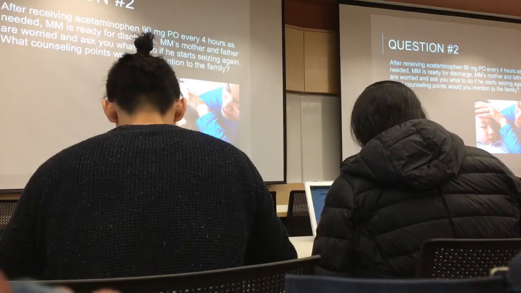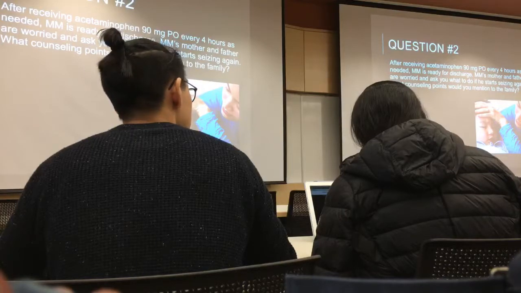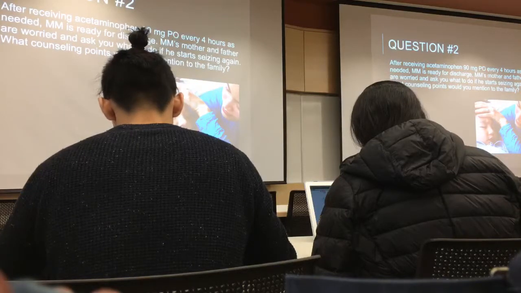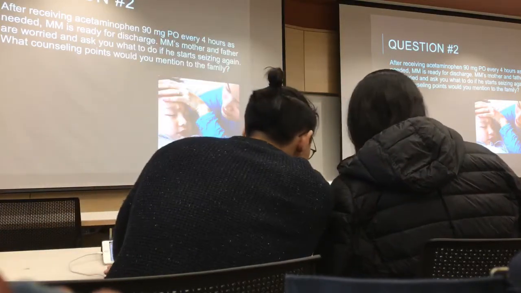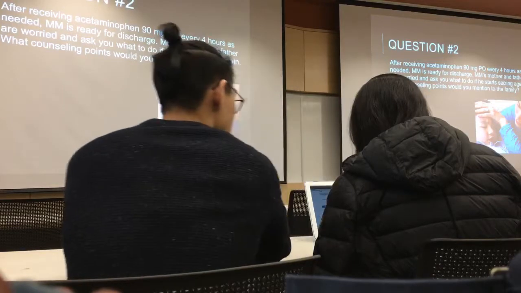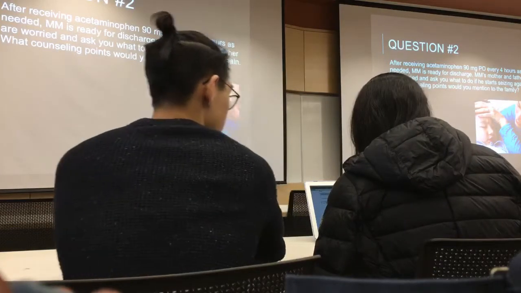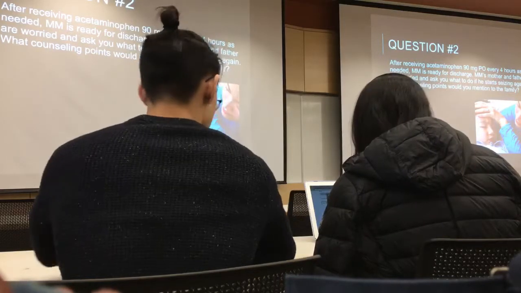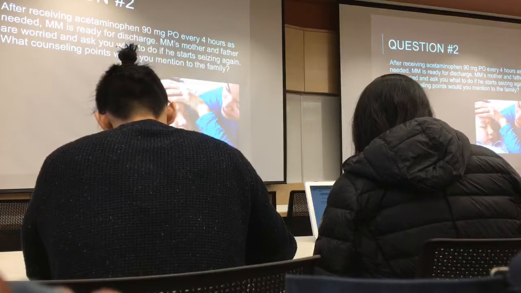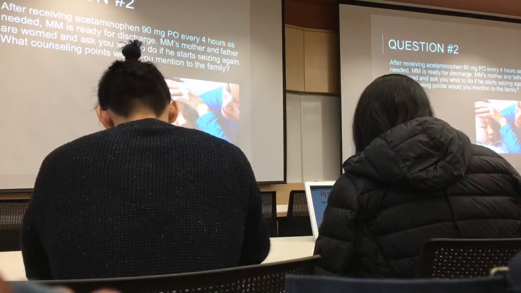So this one we can also talk about. So he already received the acetaminophen, that was my first question, by mouth every 4 hours as needed. He's now ready for discharge. But mom and dad are worried sick. They have no idea what to do. This is the first time that they've ever seen this. So they ask you, the pharmacist, what to do if his seizures start again. So what major counseling points can we tell the family in regards to the seizure, not necessarily medication?